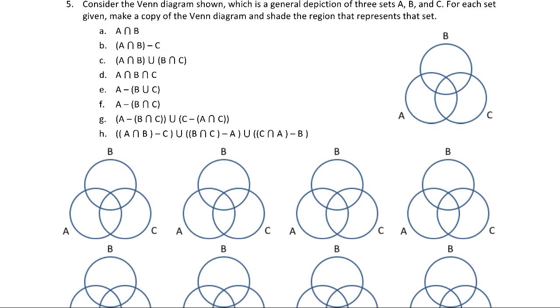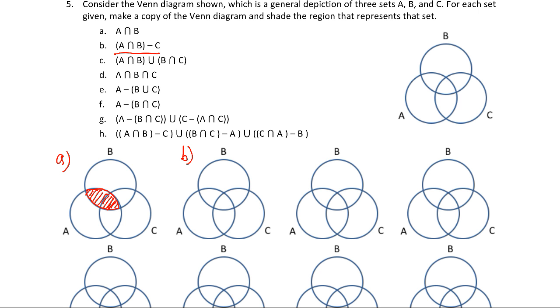First, part A. I'm going to go A intersect B. Well, that is the place where A and B overlap with one another, so I'm going to fill this sort of football-shaped region in, and maybe just for security, I'll trace it around like that. That's A intersect B.